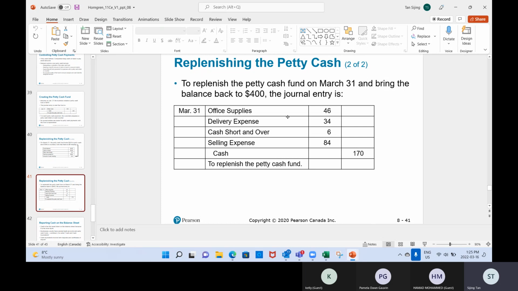Now you list all the expenses from your tickets. That is how you used it. You have office supply 46, delivery expenses 34, selling expenses 84, then you have $6 shortage. So when you add all those up, it should equal 170. With this 170, that is how you're going to do your journal entry. Okay, so that is the petty cash journal entry. You need to know how to do it. That is one question for chapter 8.